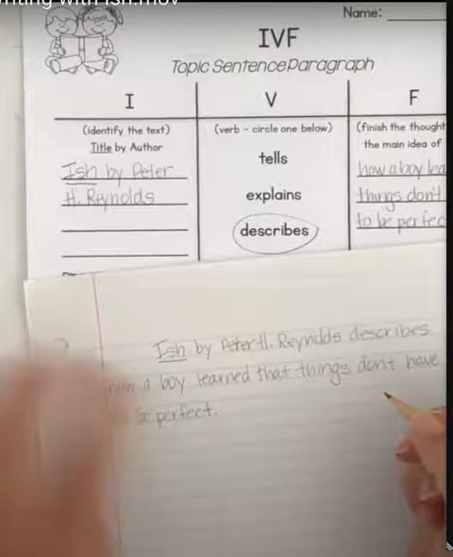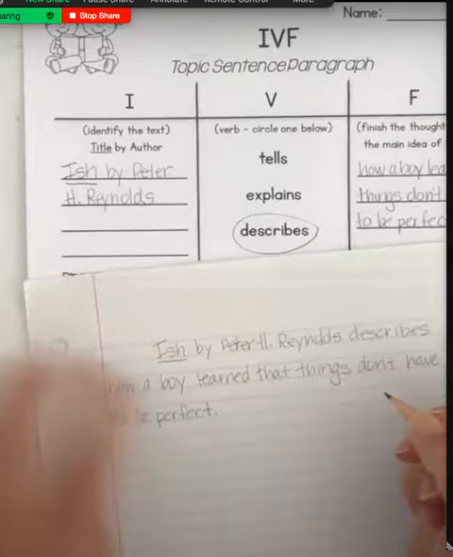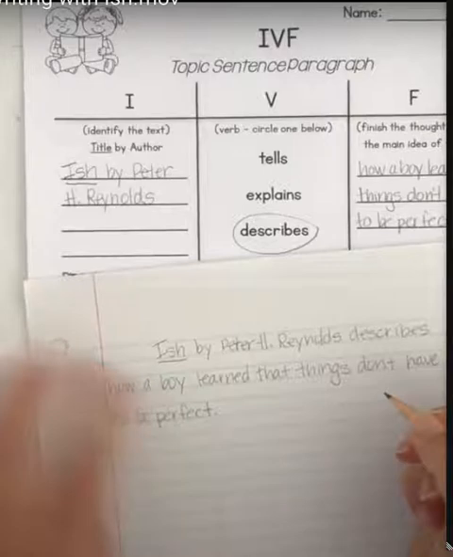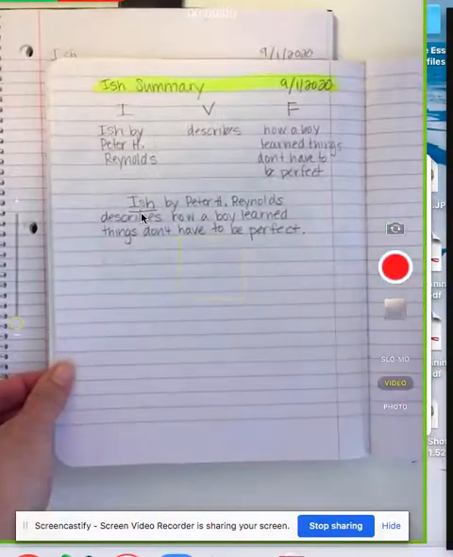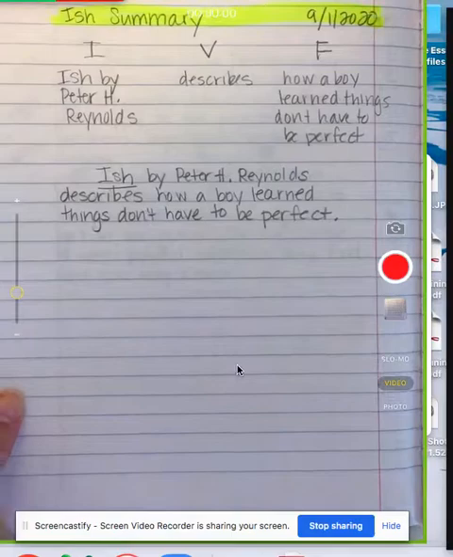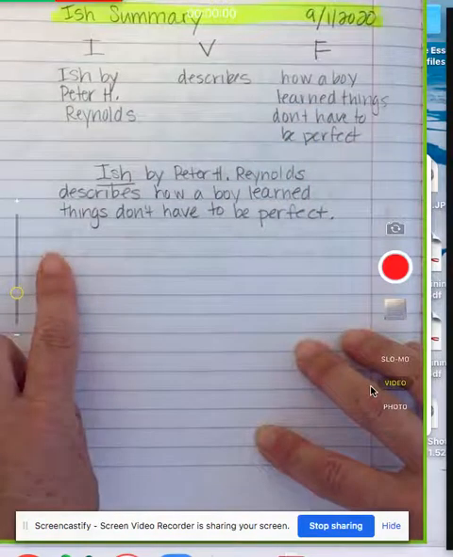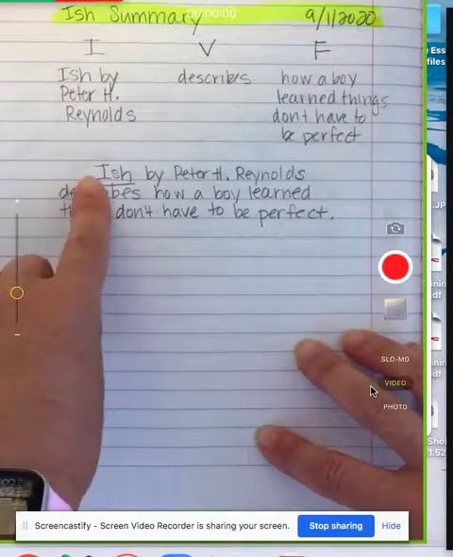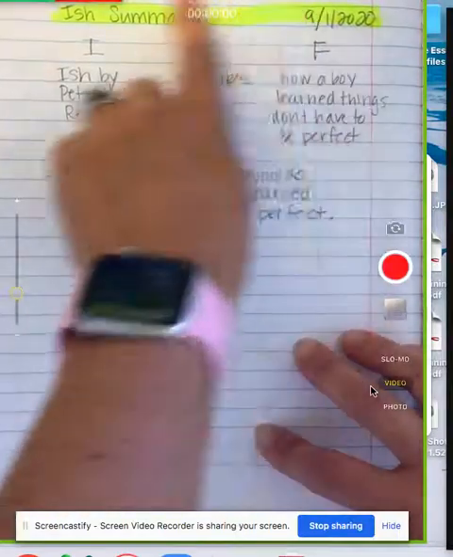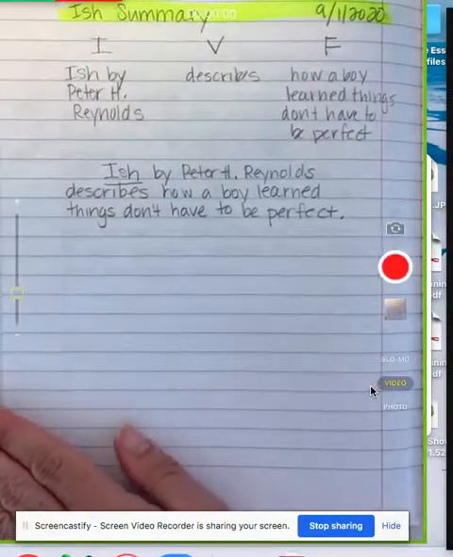Okay, so what I want to make sure that you have is the IVF for Ish. We did a lot of listening and a lot of following along today, which we're building up, so we'll get to do more and more. Okay, so do you have your IVF? In my notebook, this is what I've got. I was following along with the video just like you. And I put my IVF up here on the top. And then I just started my paragraph underneath. So I indented, and I just used these same words for my topic sentence.